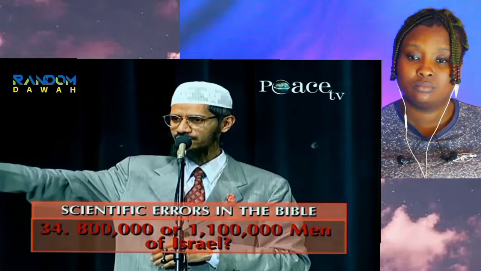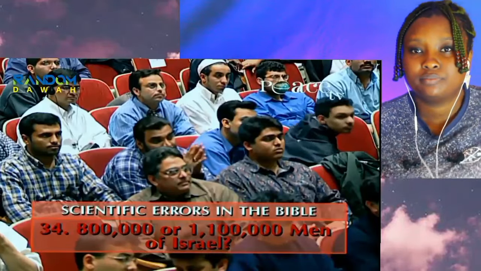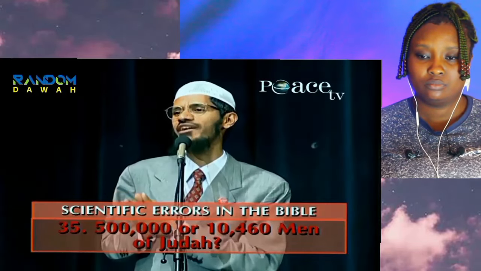Same, if you see other places, 1 Chronicle, chapter 21, verse number 5, it says that 1,100,000 people took part in the battlefield from the men of Israel, and 10,460 men took part of Judah. Was it 800,000 people who took part from the men of Israel, or was it 1,100,000? Was it 5 lakh people of Judah that took part, or 10,460?